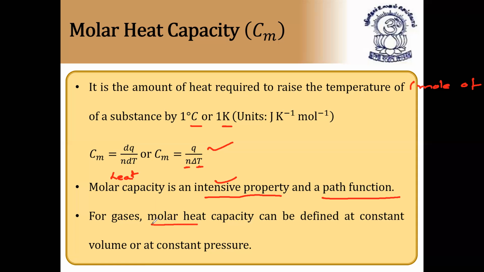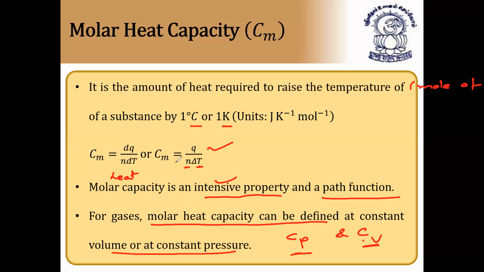For gases, molar heat capacity can be defined at constant volume or at constant pressure, as I told you. So we define molar heat capacity at constant pressure and molar heat capacity at constant volume. So Cp and Cv. I hope it is clear. This is constant pressure, this is constant volume.